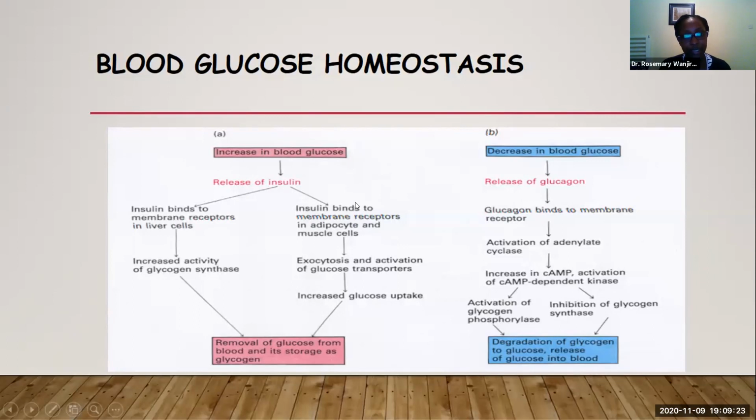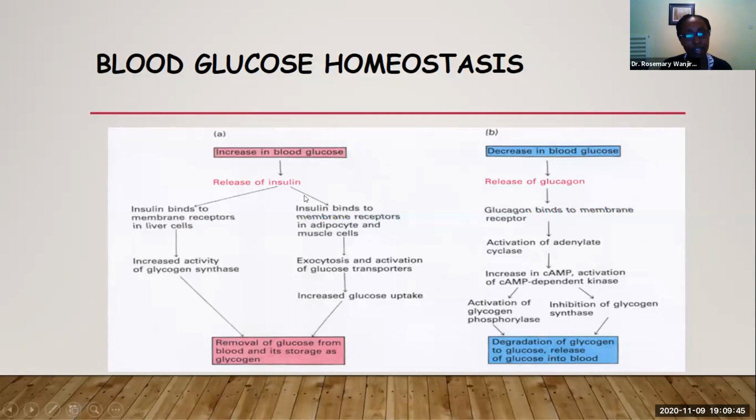That insulin then binds to your liver cells and activates your glycogen synthase. Therefore, you're able to remove that glucose from the blood. It also activates your adipocytes, that is your fat cells, and your muscle cells. Therefore, the glucose is able to move and you have increased glucose uptake.